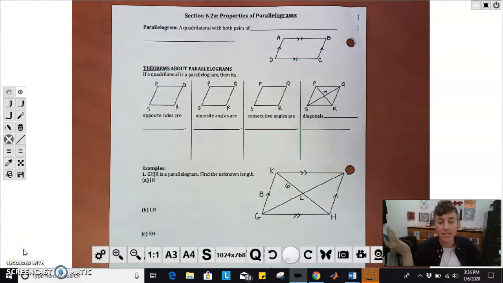Welcome back. So last time we talked about polygons. Today we're going to talk about a special type of polygon, a parallelogram.